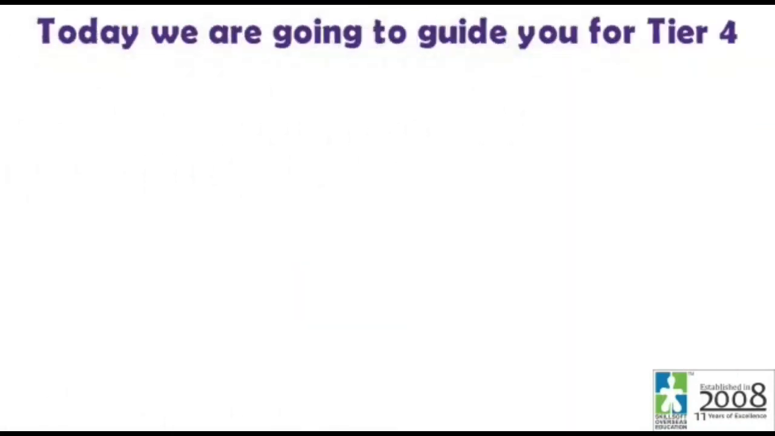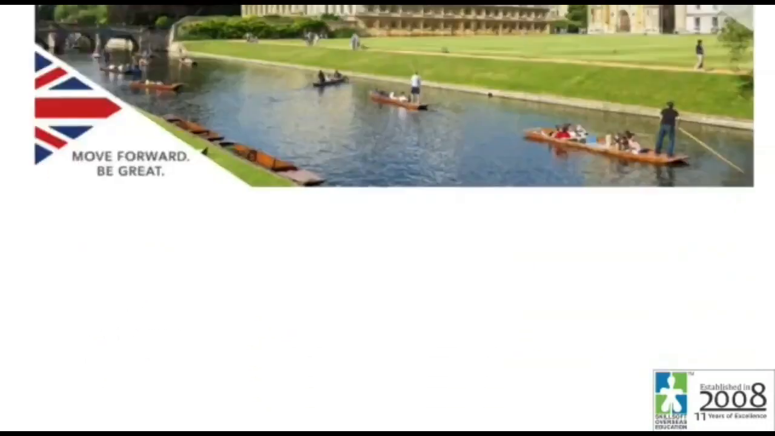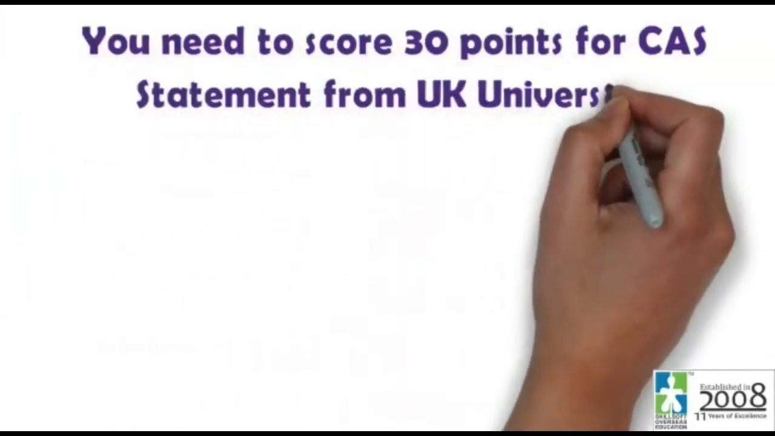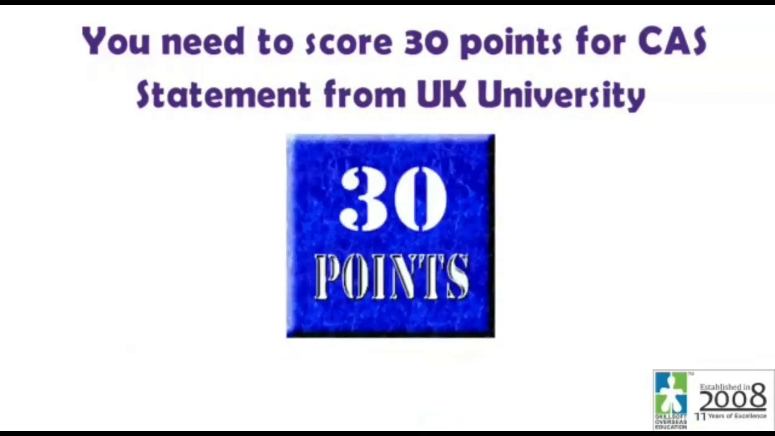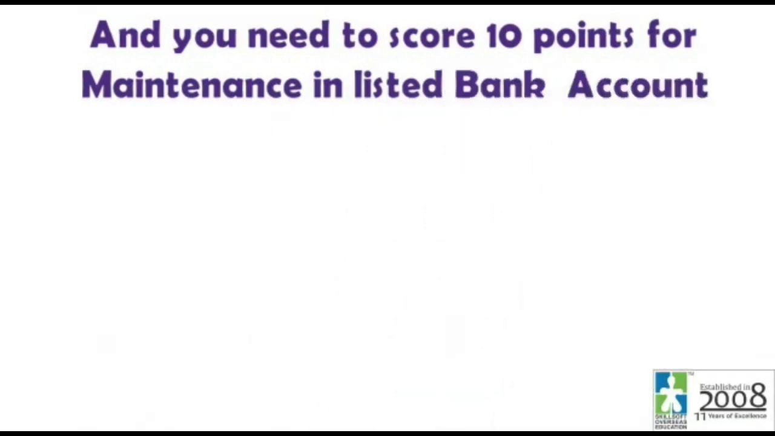Today we are going to guide you for the Tier 4 General Student Visa for UK universities. You need to score 30 points for the CAS statement from a UK university, and you need to score 10 points for maintenance in a listed bank account.